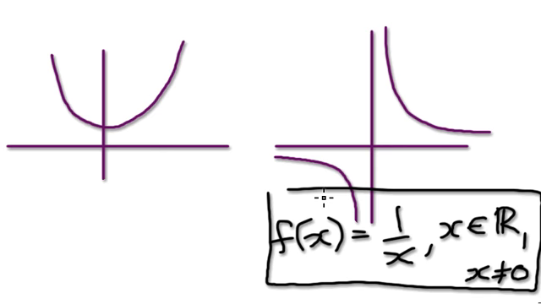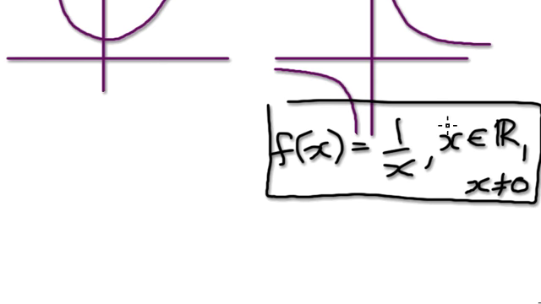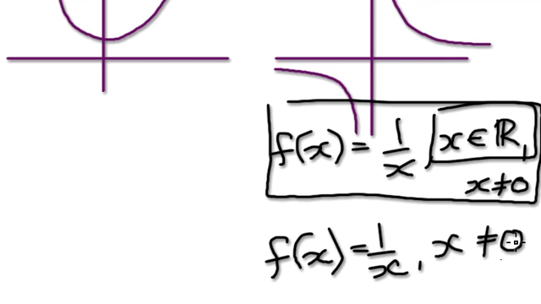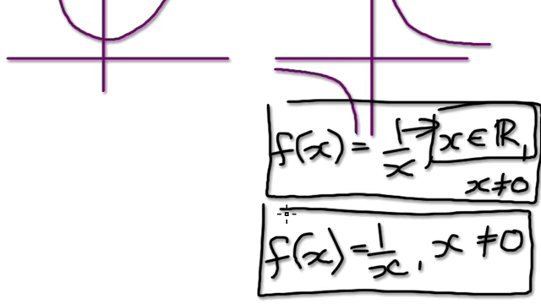But sometimes we don't make this statement here. When we don't make this statement, you can assume that x belongs to the real number line. So most of the time you will see f of x equals 1 over x. Sometimes they would just put comma, x cannot be 0. But without stating this, you have to assume that you can select x belonging to any number within our real number line.